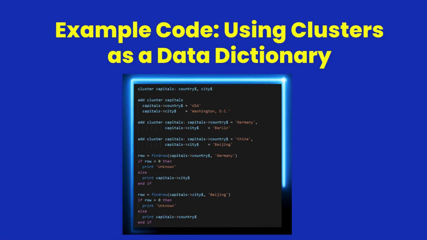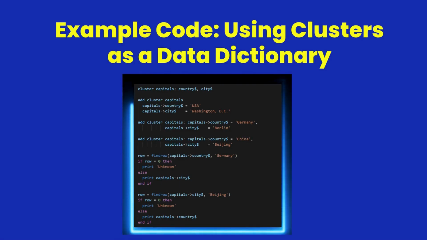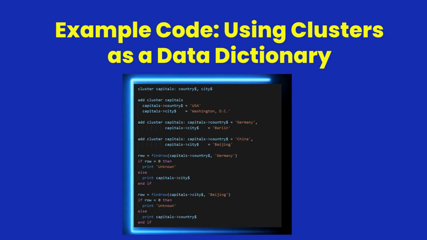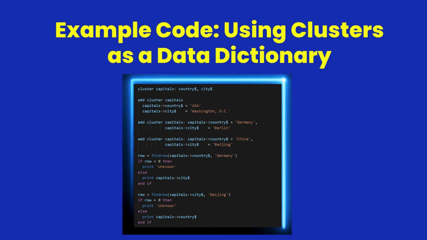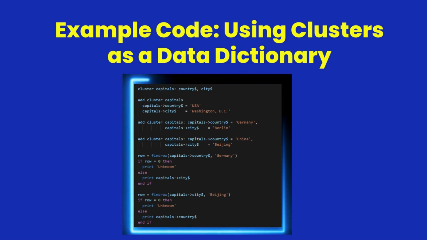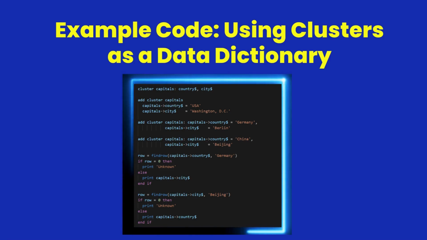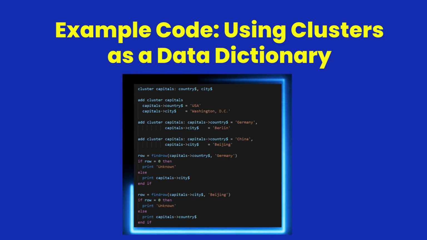Let's look at an example of using clusters as a programming dictionary in Sheerpower. First, we define a cluster named capitals with two string fields, country$ and city$. A cluster in Sheerpower is a way to group related data together, similar to a table in a database.